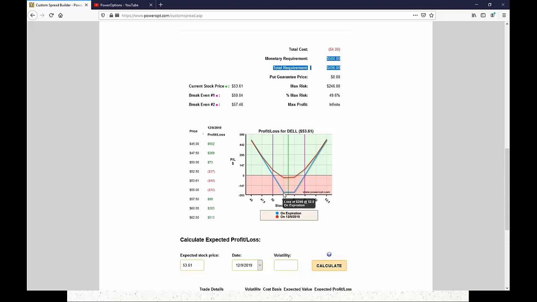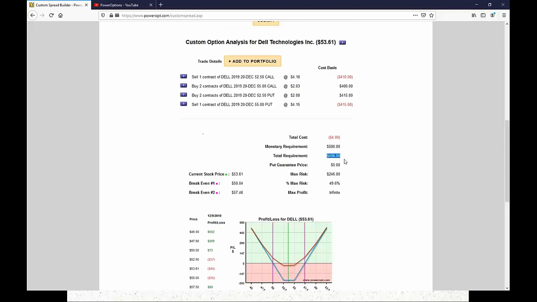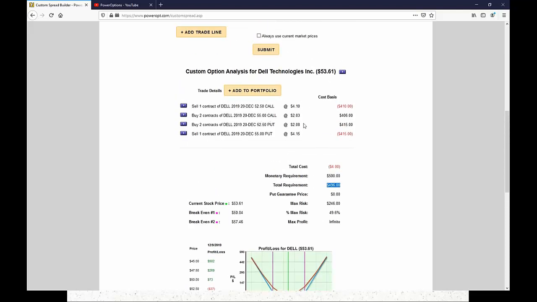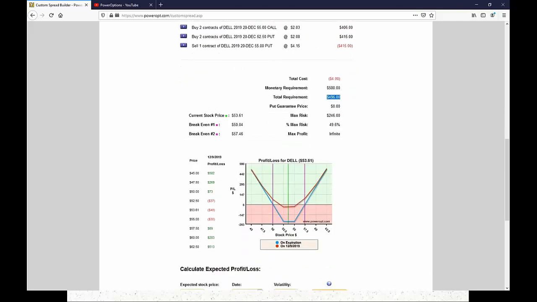I'd just buy the 55 call and the 52.5 put for an out-of-the-money long strangle, which has a similar risk of 246, but I wouldn't need the extra monetary requirements in this case from the obligations of the calls and the puts. Okay, so that's just one example. That's why I wouldn't combine them in this case.